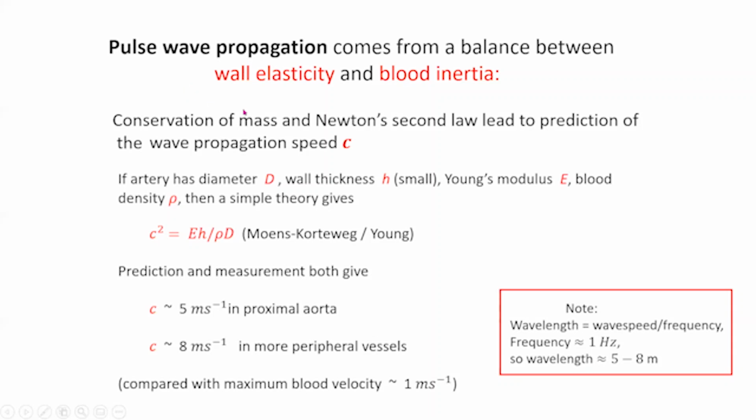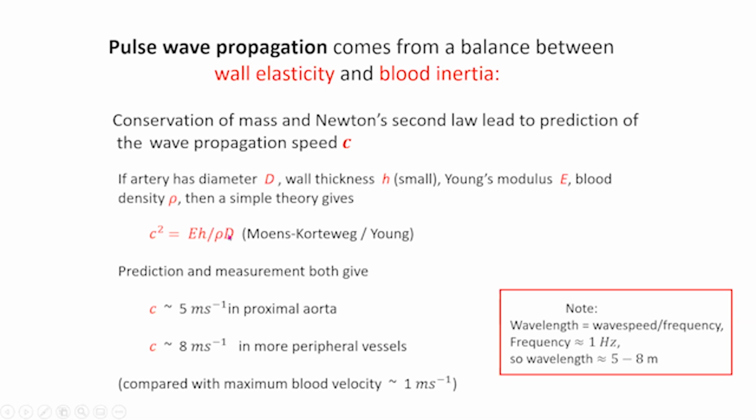Now, the theory, Young and co, based on conservation of mass and Newton's second law, leads to a prediction of the wave propagation speed. I won't go through the calculation, although if you were an audience of mathematics undergraduates, I certainly would. It's a very simple one. If the artery has diameter d, wall thickness h, small thickness compared with d, the Young's modulus of elasticity E, that's the same Young, he did work on elasticity as well, and the blood density rho, then the simple theory gives that the square of the wave speed is E times h divided by rho times d.